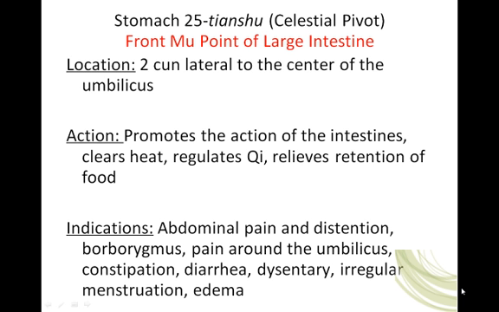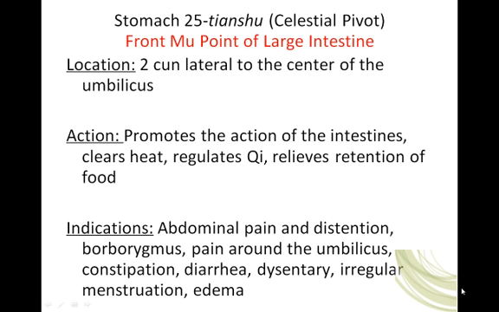Borborygmus, which is the sounds that your intestines make, that kind of gurgling, that is what we call an onomatopoeia, which is a word that sounds like what it describes. Borborygmus. Pain around the umbilicus, constipation or diarrhea, because we're promoting the action of the intestines and regulating the qi. Dysentery, which is intense diarrhea. Irregular menstruation, and swelling, edema.